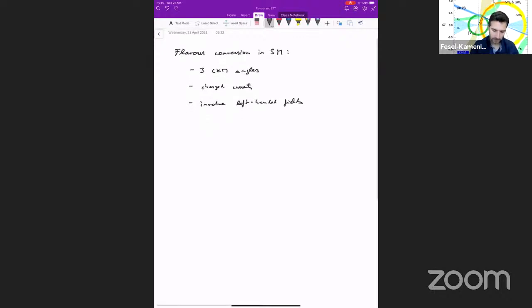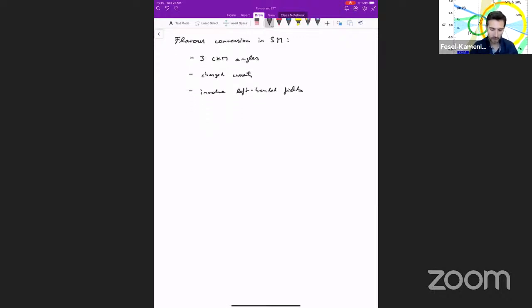And finally, these charged current interactions only involve left-handed fermionic fields. Okay, so let's see how we can conveniently test these properties. In particular, today most of the discussion will revolve around testing this parameterization in terms of three CKM angles. And the second half of the lecture will probably be about testing the unique source of CP violation, namely the phase of the CKM.